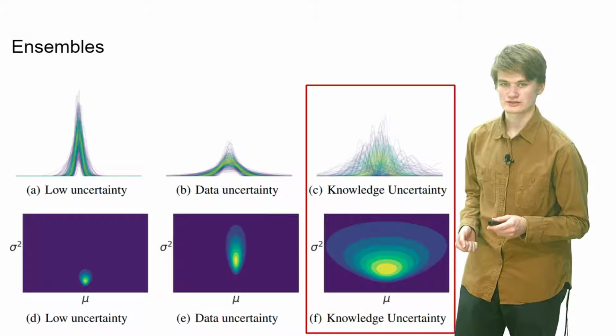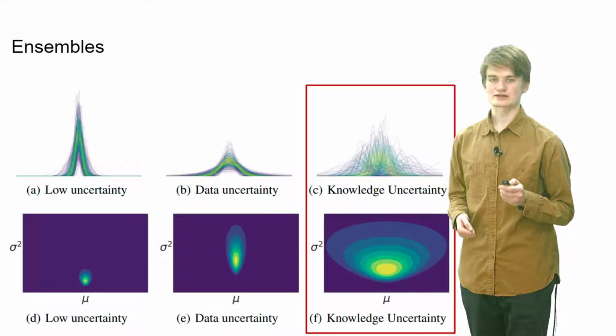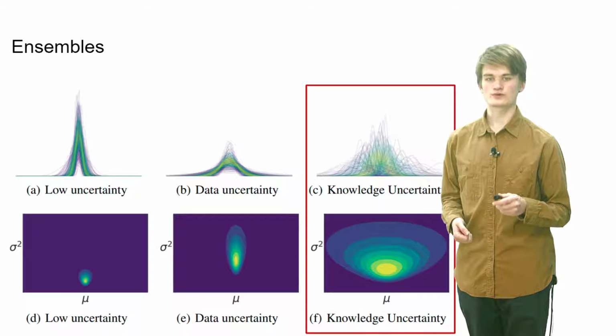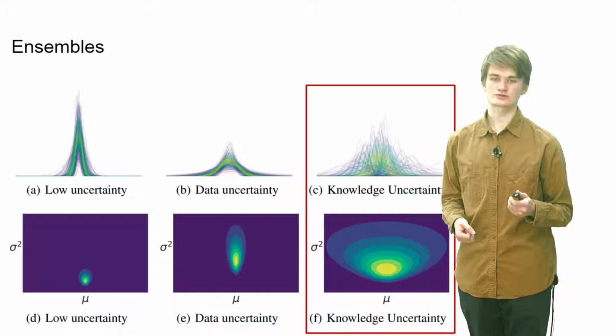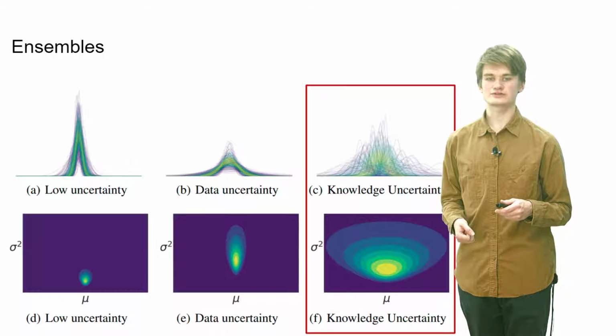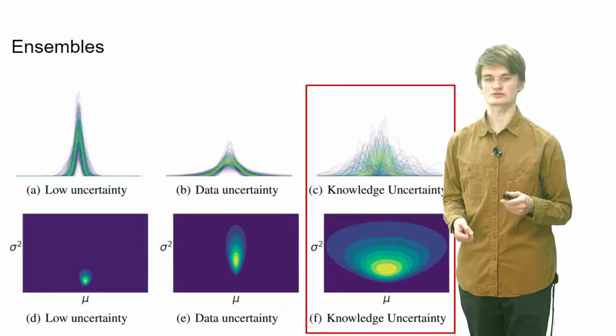Finally, case with high knowledge uncertainty. You can see that ensemble predictions here are quite chaotic. They are both models with high and low variance, and the models are not agreed about the mean of the distribution. Such behavior means that the input data is out of distribution and our models are not ready to work with it.